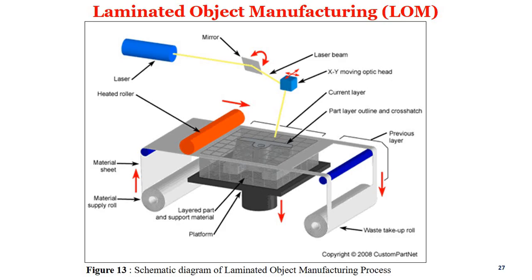Laminated object manufacturing. In that technique we use polymer paper as a raw material. We apply the laser light to cut the paper layer. After cutting the first layer, we put on a second layer, and after cutting the second layer, we use a heated roller to roll over the cut paper. After rolling, the layers are joined together, and we repeat that process again and again until the desired shape is manufactured.